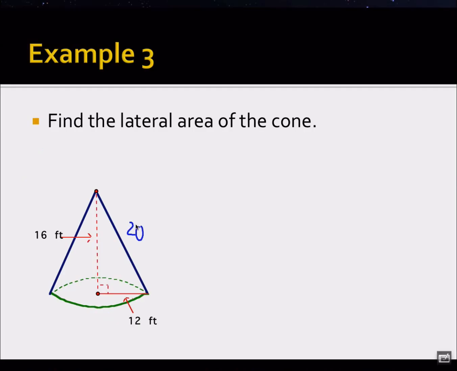This guy is 20, and therefore this one just becomes a plug and chug. L is equal to pi rl. Pi times the radius, which is 12, times the slant height, which is 20, gives us 240 pi feet squared. Include the units. Then if I wanted the surface area, what would you add on to that? Which is 144 pi, correct.